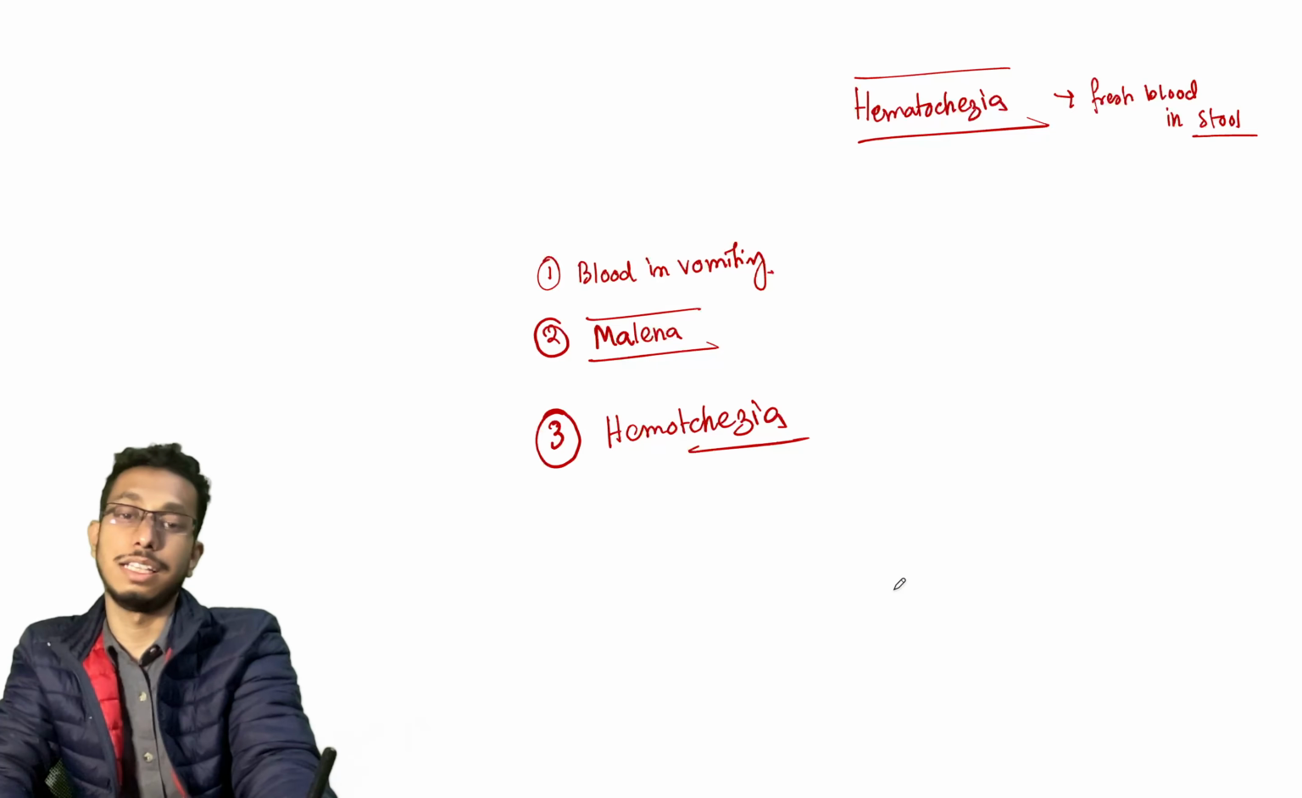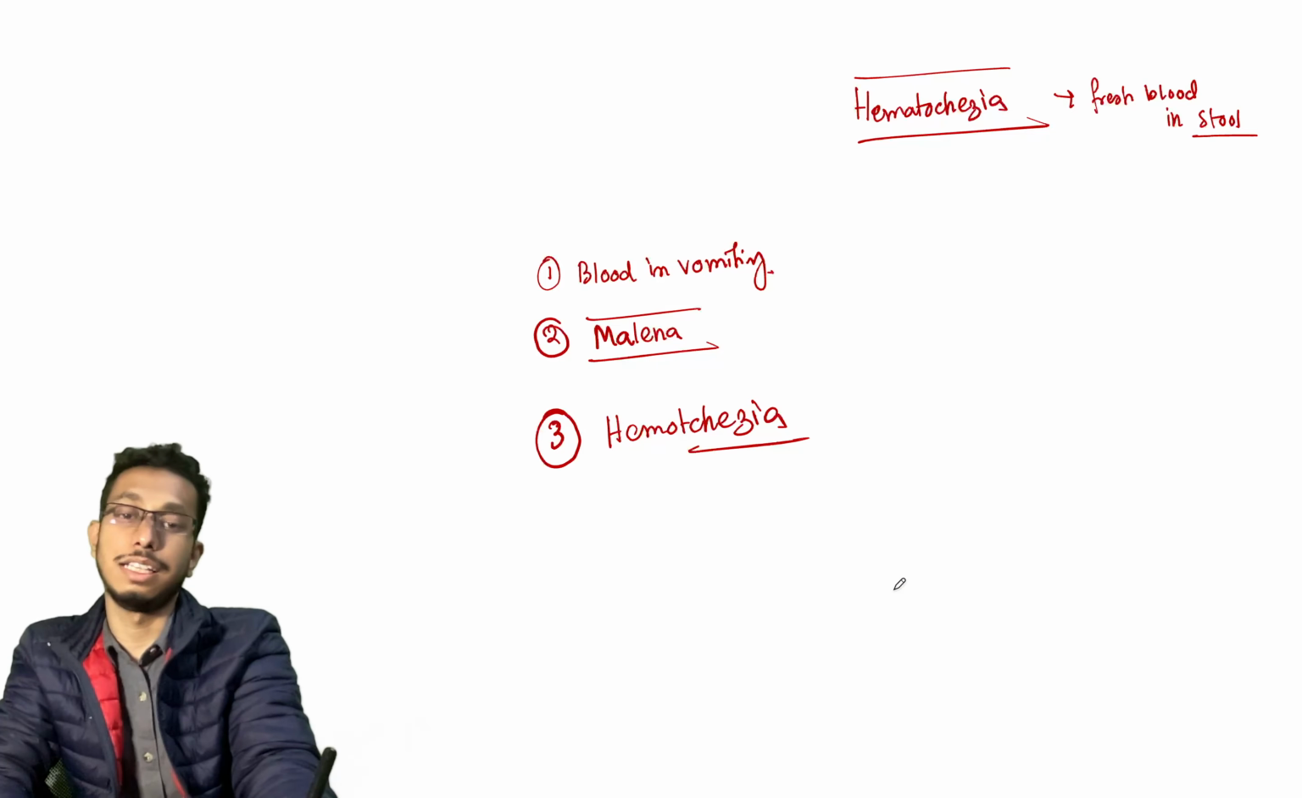Regarding melena, it is usually from an upper GI source, that is above the ligament of Treitz, but sometimes it can be from the small intestine also. Okay, all right.